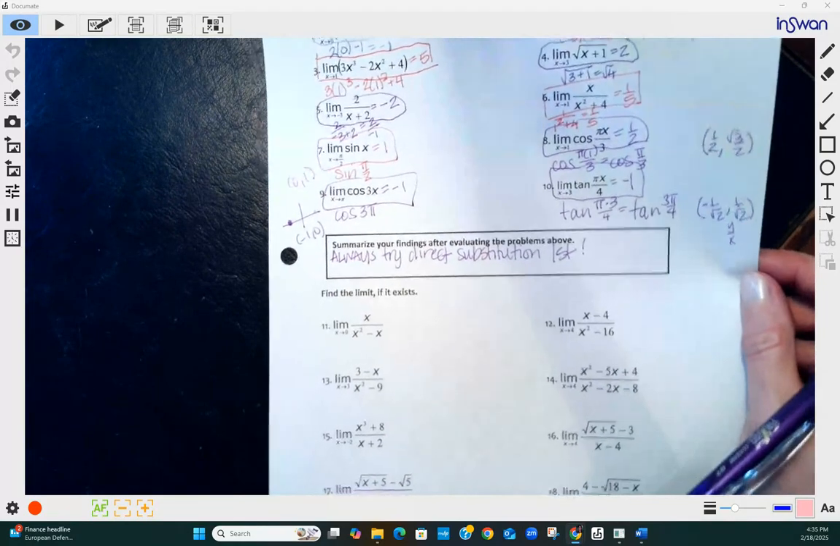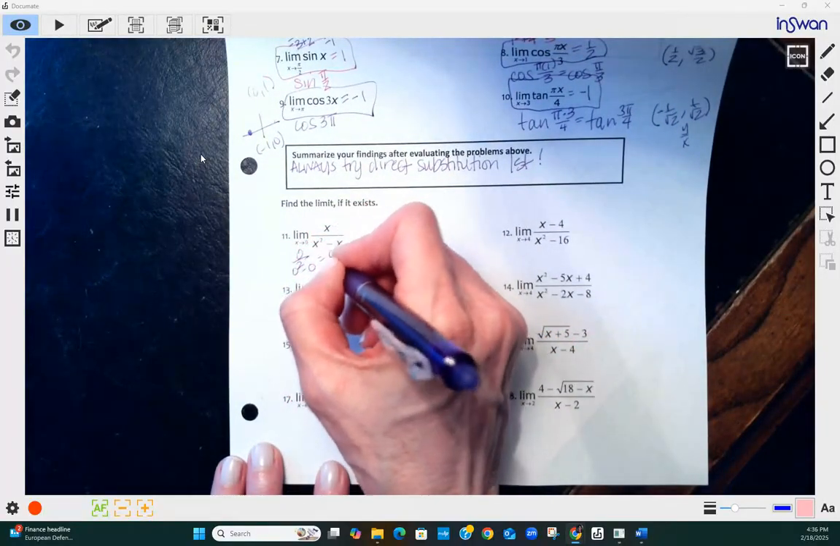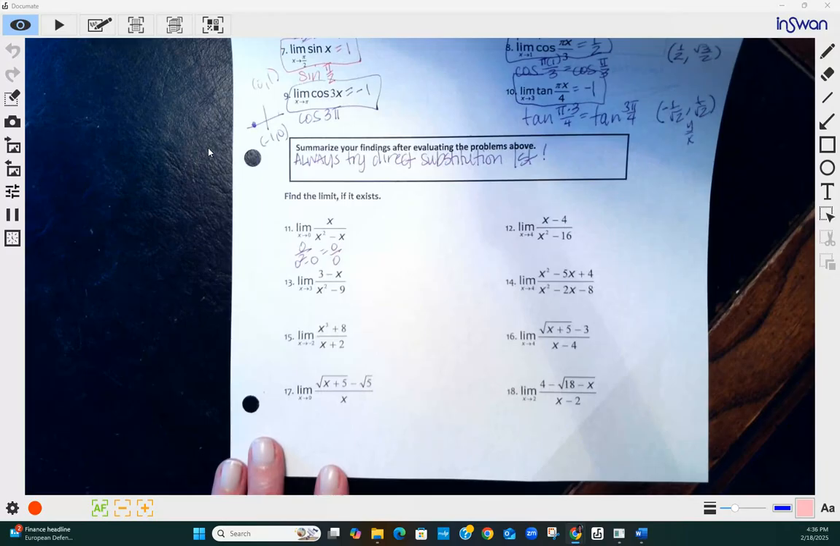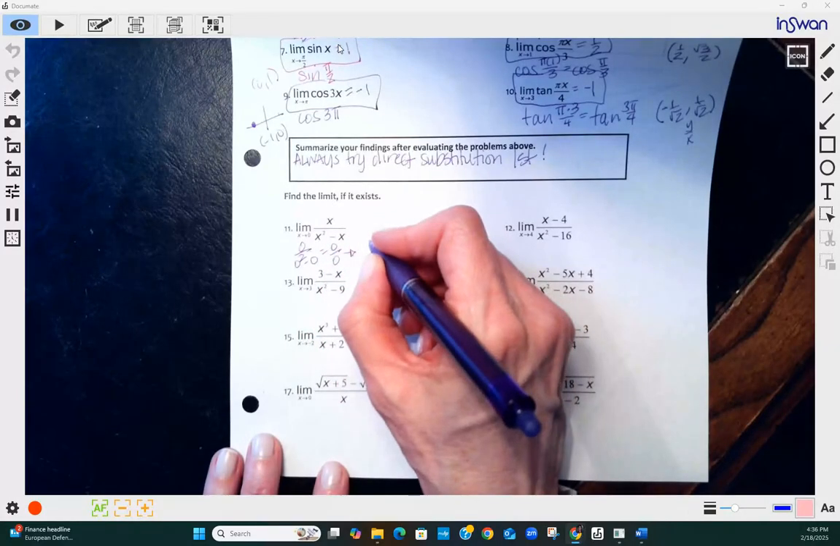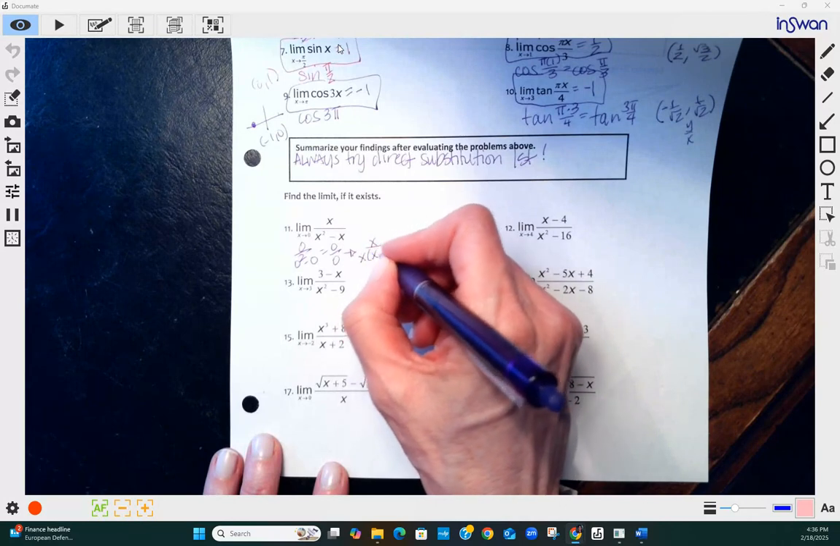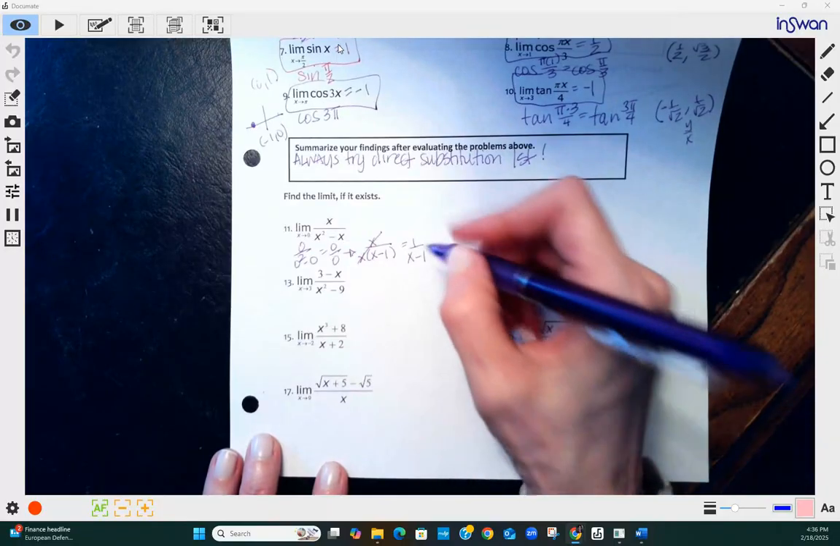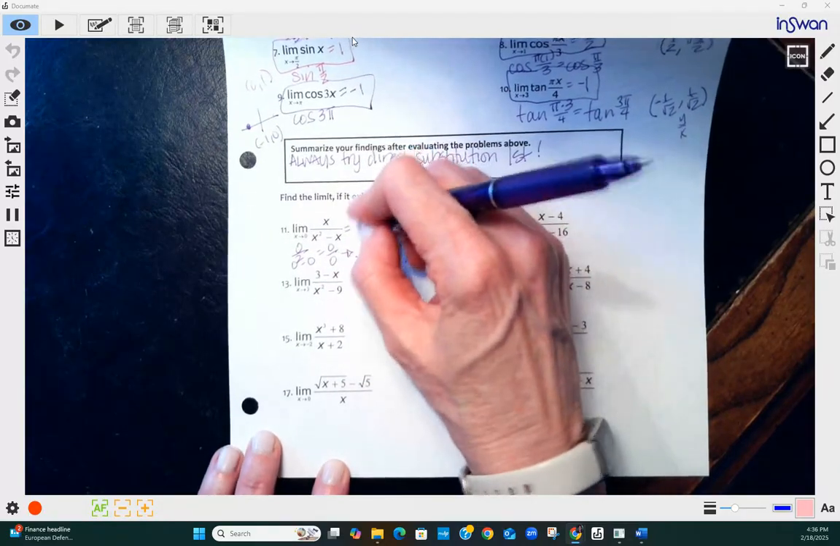Okay, so what if you can't directly substitute? For example, here, if I directly substitute, I get 0 over 0. Well, that's not okay. So when you directly substitute and you get 0 over 0, that's telling you that there's some simplifying that has to happen before you can directly substitute. That's what 0 over 0 is indicating. So I can factor an x out on the bottom, then I can reduce to 1 over x minus 1. Then I can try direct substitution, and I get -1, which is the answer.